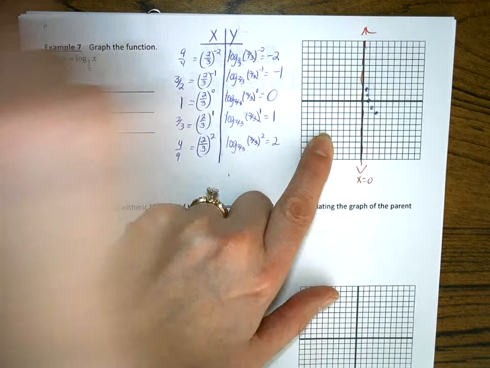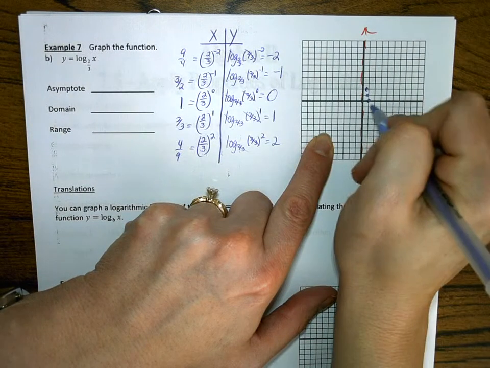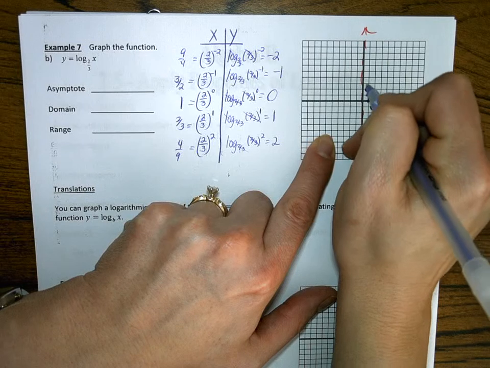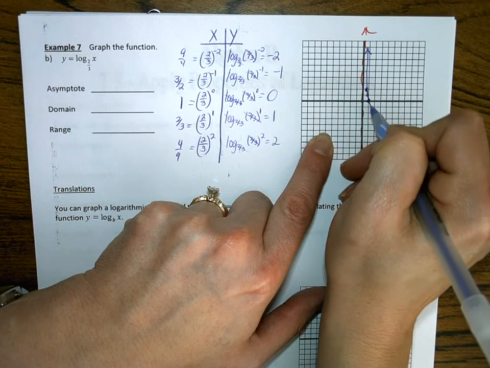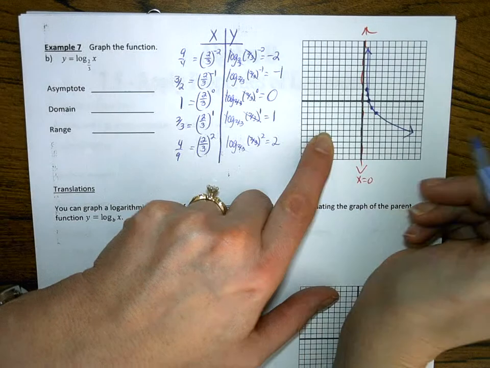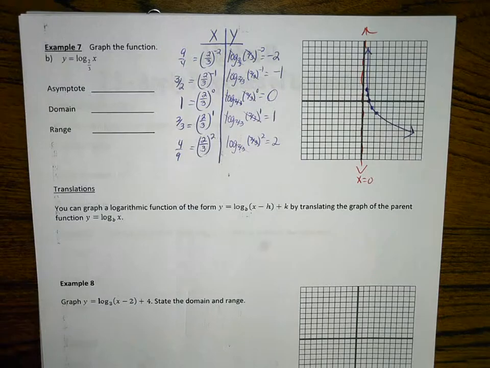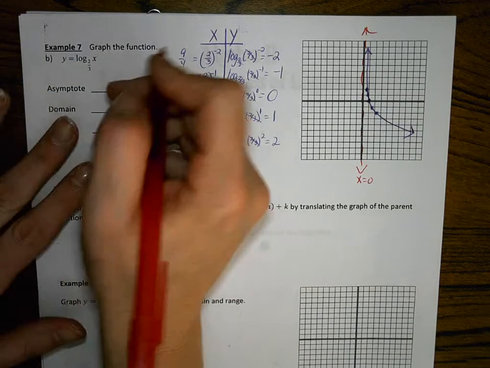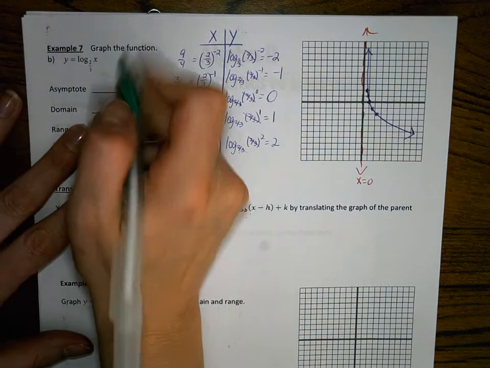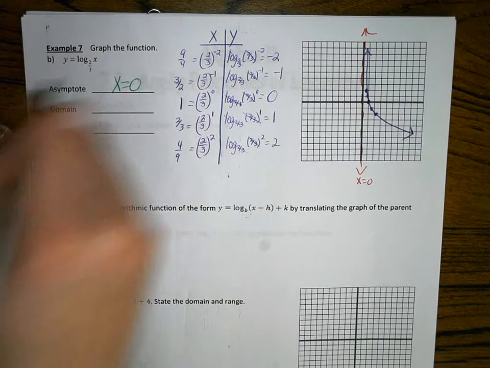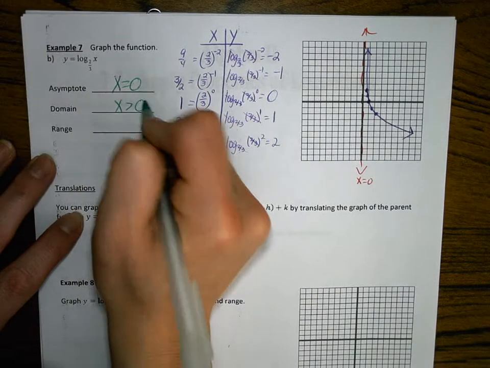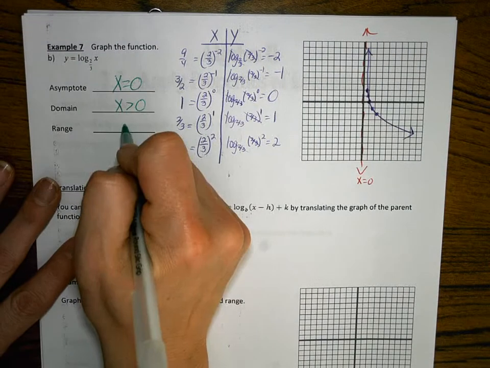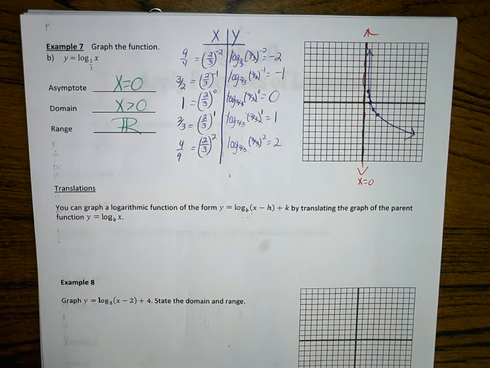All right, and my graph approaches that y-axis as it approaches positive infinity there, and it goes down and to the right from there. All right, my asymptote then is x equal to 0. Karina, what's my domain? X is greater than 0. And what about my range? All real numbers. Beautiful. Any questions with that?